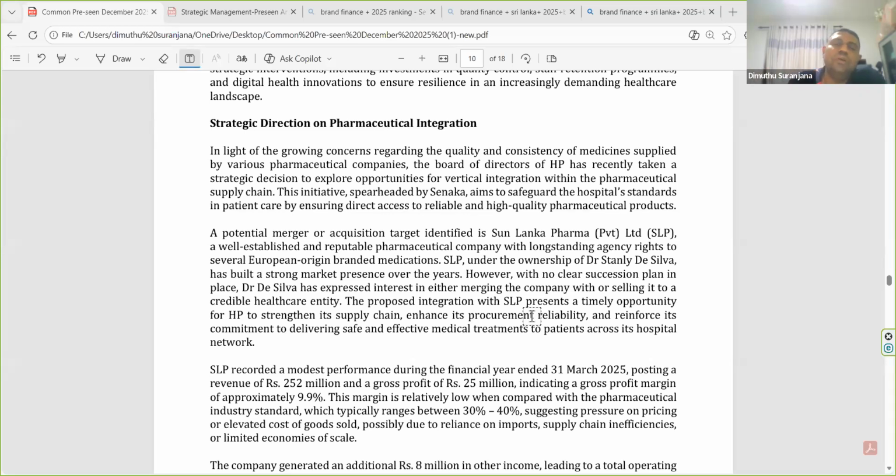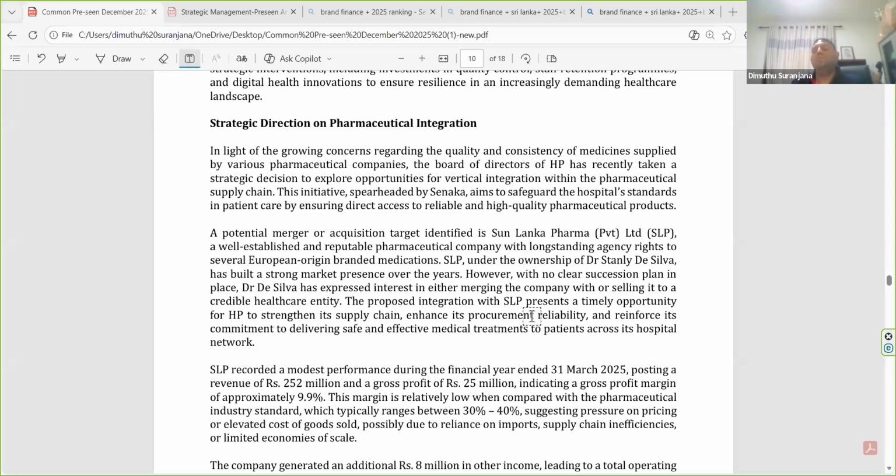Vertical integration means you become either a supplier or a distributor. If you start to perform the work of the distributor, that is called forward integration. If you start to do the work of a supplier, that is called backward integration. Right? So horizontal integration covers what actually? You do complementary business or competitive business.